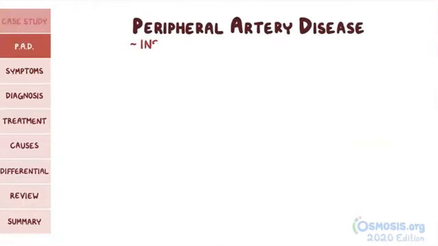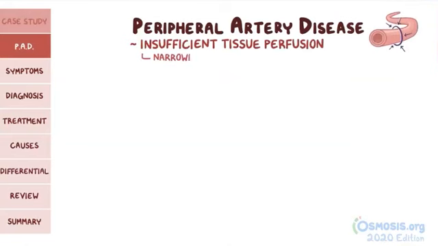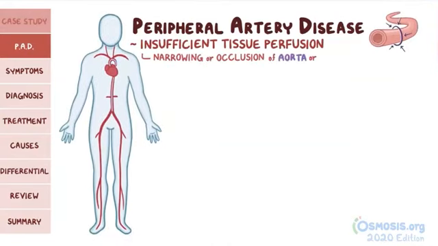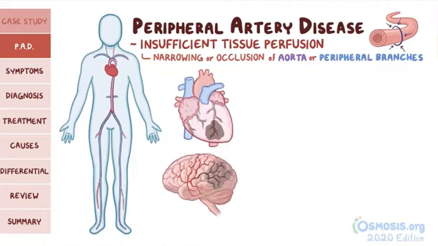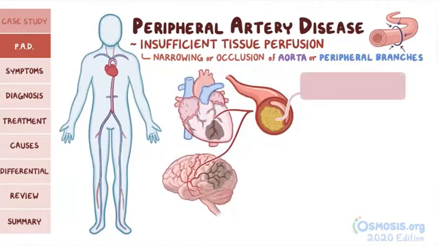Peripheral artery disease is insufficient tissue perfusion due to narrowing or occlusion of the aorta or one of its peripheral branches supplying the limbs. Similar to coronary artery and cerebrovascular disease, the development of an atherosclerotic plaque that narrows or completely occludes an artery is the number one cause of peripheral artery disease, and so these diseases often coexist together.